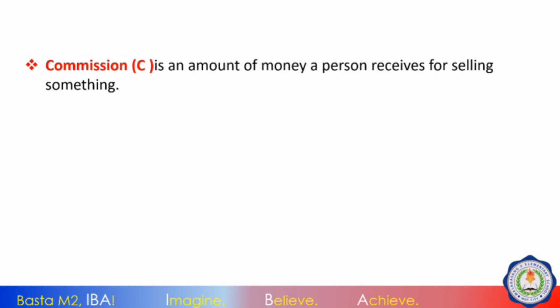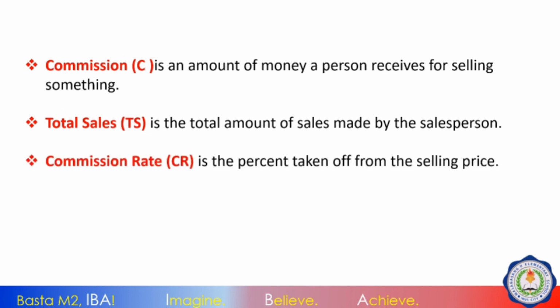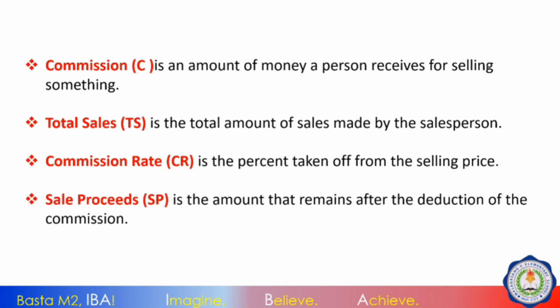Commission is an amount of money a person receives for selling something. Total sales is the total amount of sales made by the salesperson. Commission rate is the percent taken off from the selling price. Sale proceeds is the amount that remains after the deduction of the commission.